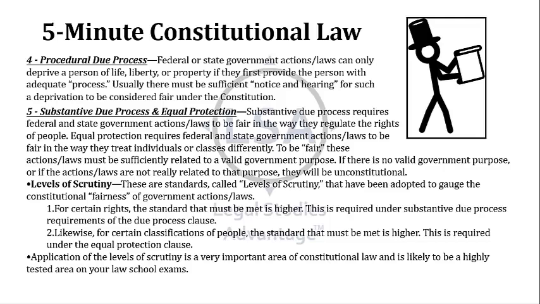Let's talk briefly here about levels of scrutiny. There are standards called levels of scrutiny that have been adopted to gauge the constitutional fairness of government actions and laws. Number 1, for certain rights, the standard that must be met is higher. This is required under substantive due process requirements of the Due Process Clause. Number 2, likewise for certain classifications of people, the standard that must be met is also higher. This is required under the Equal Protection Clause. Application of the levels of scrutiny is a very important area of constitutional law and is a very highly testable area on your law school exams.